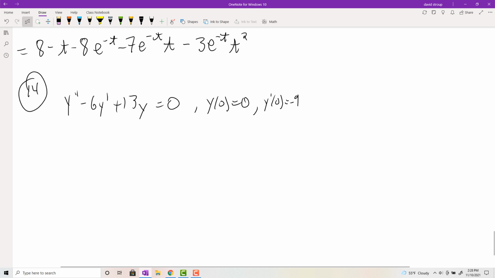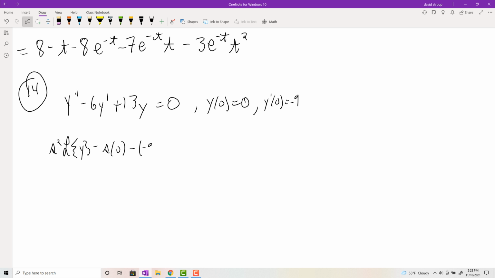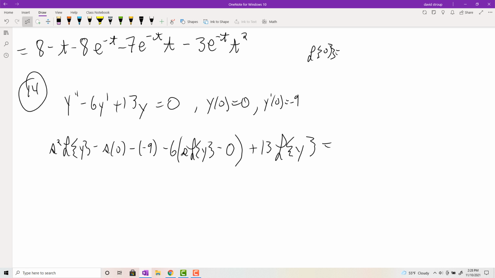Okay, so you do the Laplace transform of everything. I'm going to get s squared, Laplace transform of y, minus s times y of 0, which is 0, minus y prime of 0, which is negative 9, minus 6 times s times the Laplace transform of y minus y of 0, which is 0, and then plus 13 Laplace transform of y. The Laplace transform of 0, if you think about it, if you go back to the definition, right, it's just 0 to infinity of 0 times e to negative st dt, right?